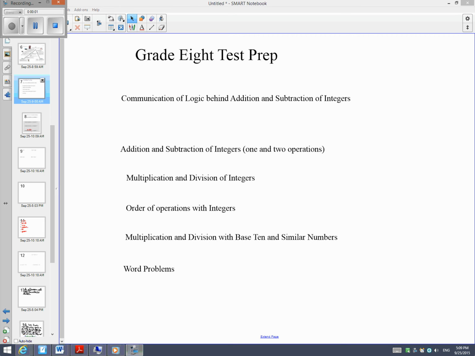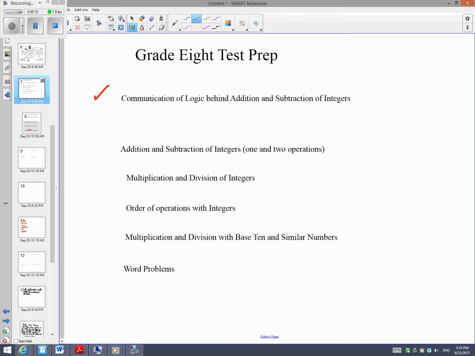Alright, grade 8s, this is your test prep. I'm just going to run over the things that are going to be on your test on Tuesday. The first thing you're going to have to do is walk me through the logic behind adding and subtracting integers. It is that story about the hot and cold cubes in that magical land.